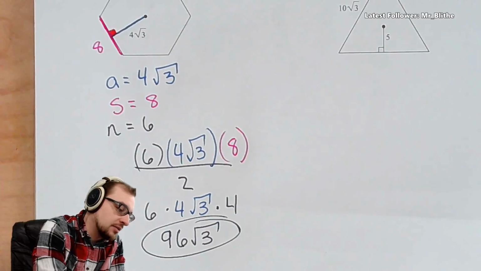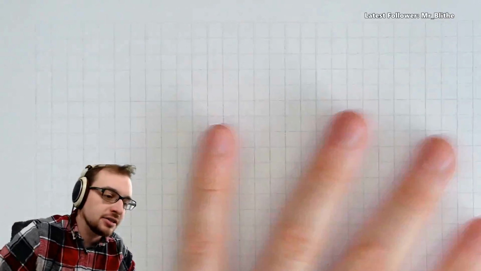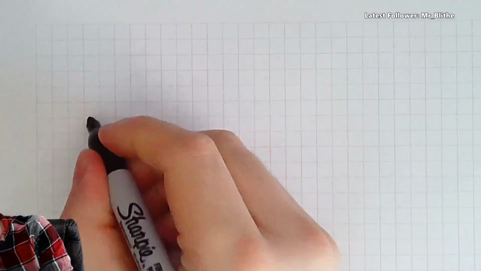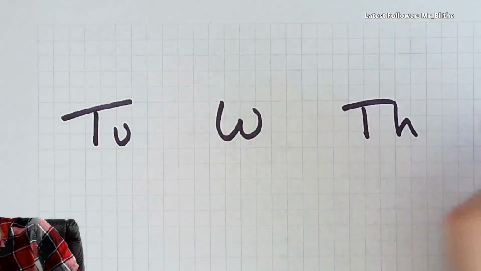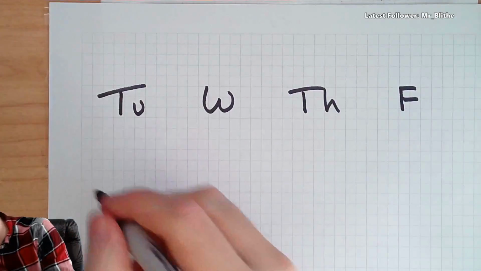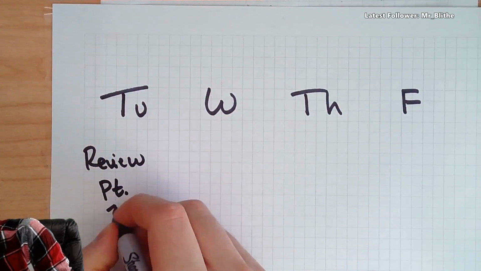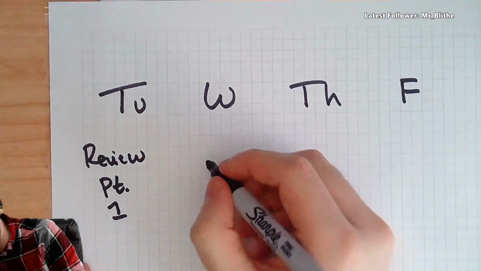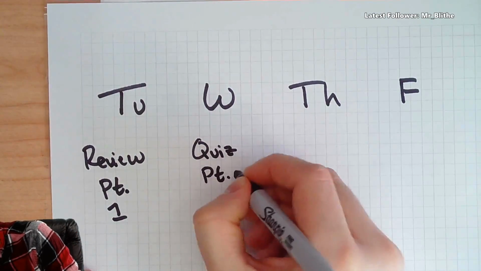Maybe it would help if I drew it out. Maybe it would be obnoxious if I drew it out. I don't know. So today is Tuesday all day. We got Tuesday, Wednesday, Thursday, Friday. So our original plan was review part 1 today, which we did. And then quiz part 1 tomorrow.